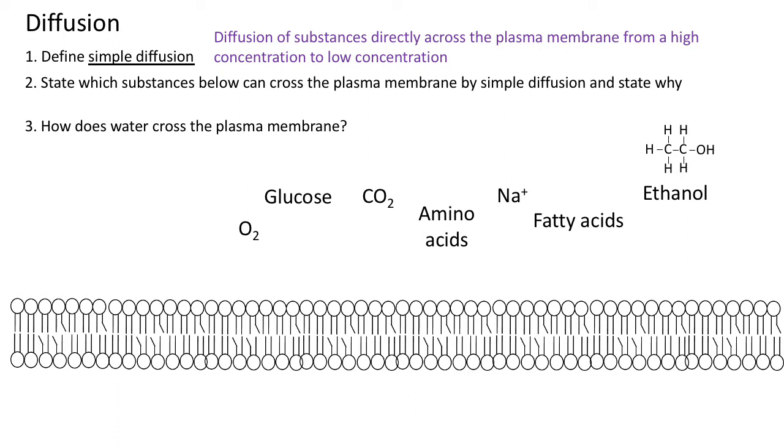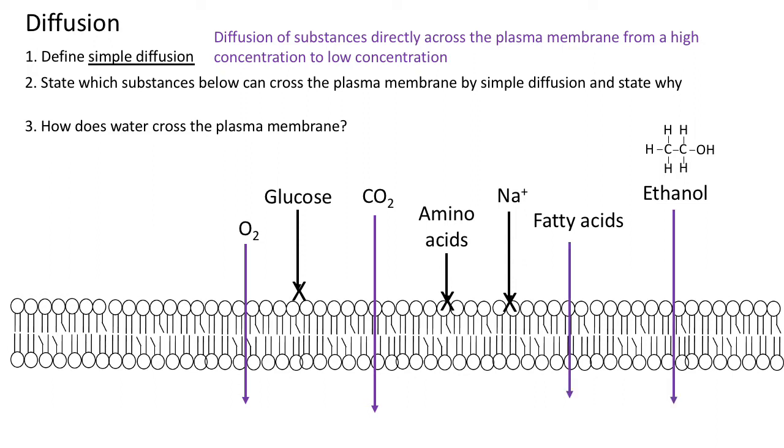For 2, let's have a look at the molecules then. So we've got oxygen, that can diffuse by simple diffusion. Glucose can't. Carbon dioxide can. Amino acids cannot. Sodium ions cannot, and other ions can't as well. Fatty acids can, and ethanol can. So I'm providing the structure of ethanol there just to help if you don't know it.